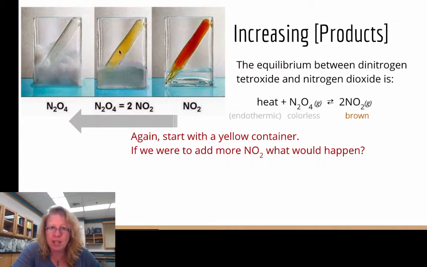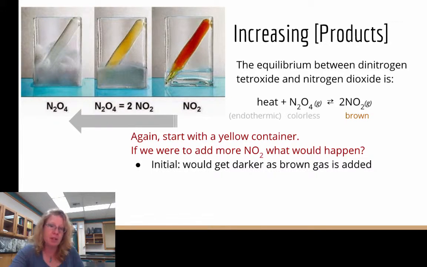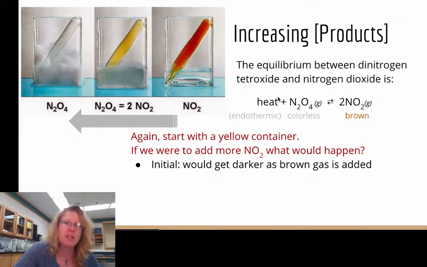So I'm going to somehow open this thing up and dump a bunch more of this and just squirt it in there. I guess it's a gas, so it'll be a little tricky, but what's that going to look like? Initially, this is going to get darker because I'm dumping in a bunch more of this brown gas, right? I'm dumping a bunch more products in there. But then this equilibrium, because I'm adding to this side, it's going to shift to the opposite side. So it's going to shift to the left.